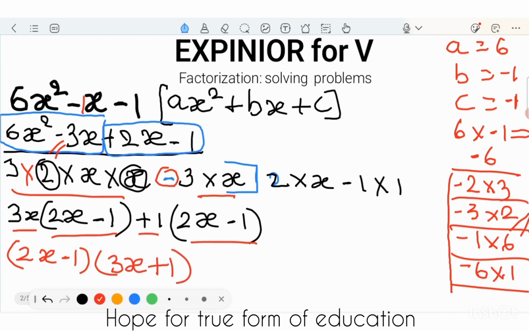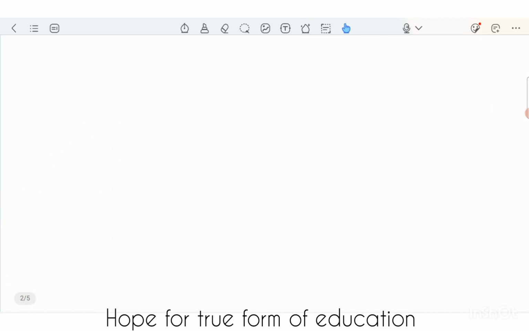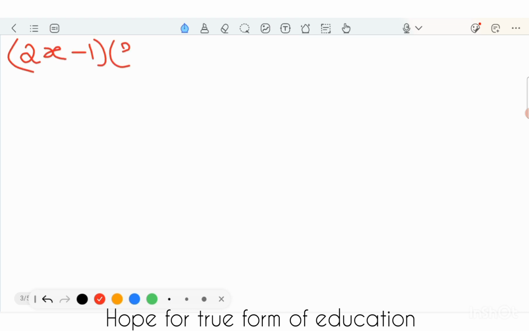So we are done with 90% of the procedure. The next step will be, we got 2x minus 1 into 3x plus 1. Now we have to find out the roots. It's equal to 0, right? Quadratic equation, I've said it's equal to 0 already.